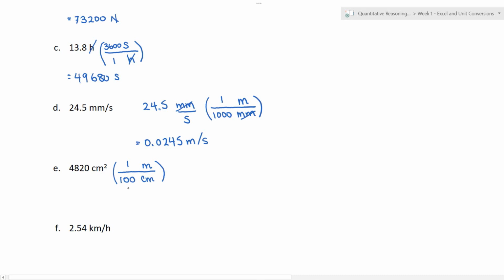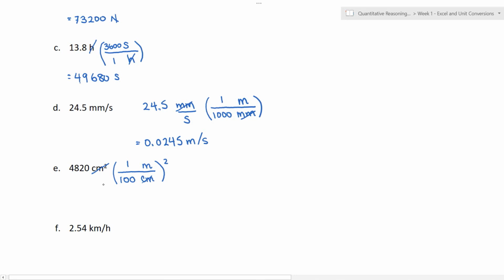But notice that centimeters and centimeters squared will not cancel out because one's squared and the other one isn't. So what we do to correct this is we square the entire bracket. So we put the squared on the outside, which means I now have 1 meter squared and 100 squared centimeters squared. Okay, so now the centimeters squared cancels out, and I'm left with meters squared as a unit on the top.